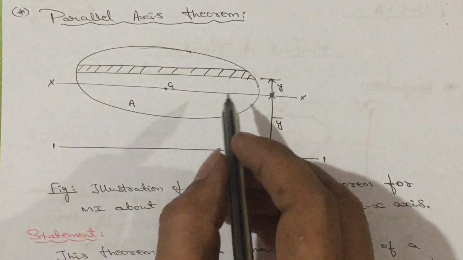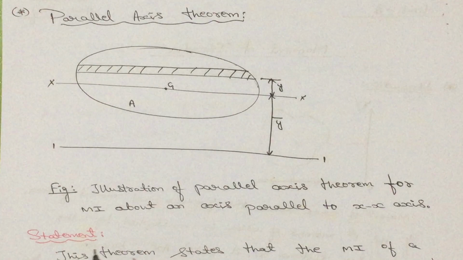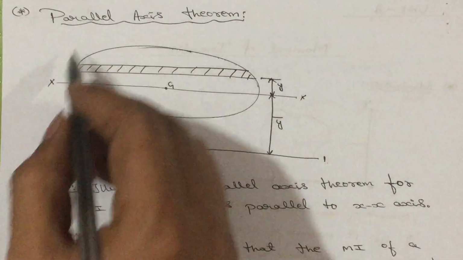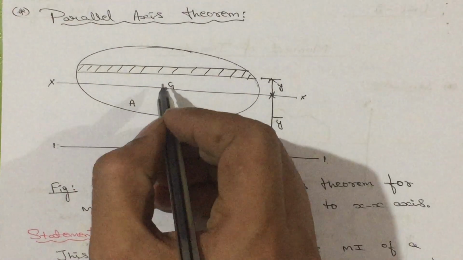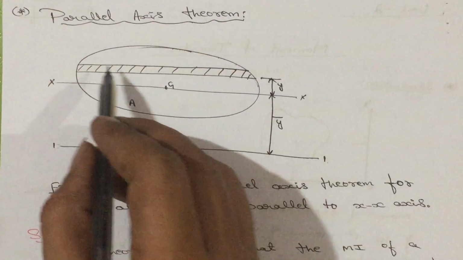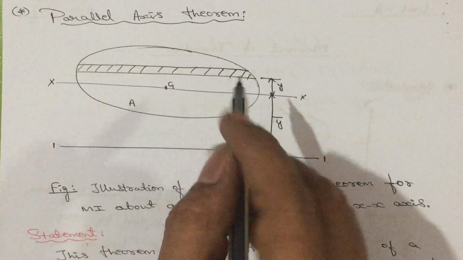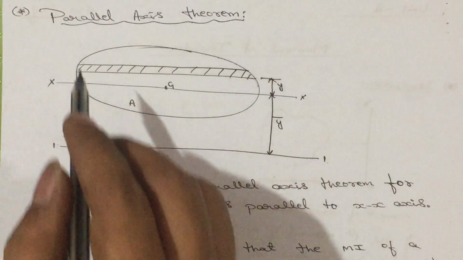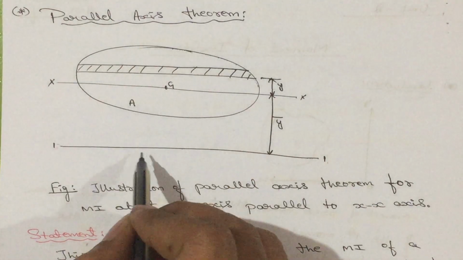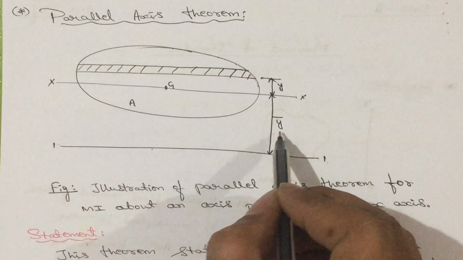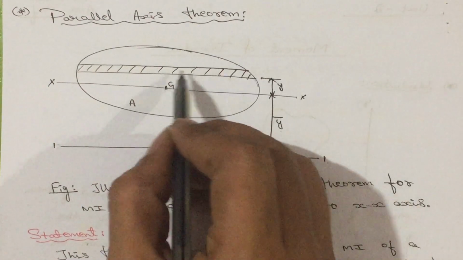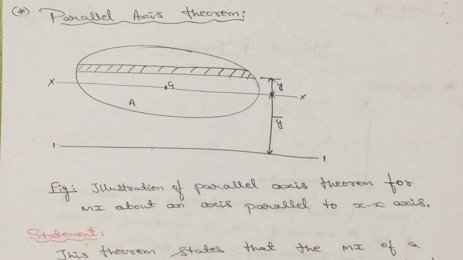Before going into the statement, I will consider an individual figure. This is the given reference axis 1 1. The area of the plane figure is A. Let this be the centroid. Next, consider one strip here, a small element of this irregular area. From the axis to the centroidal line, the distance will be y bar. Again, from here to this small strip, the distance is y.